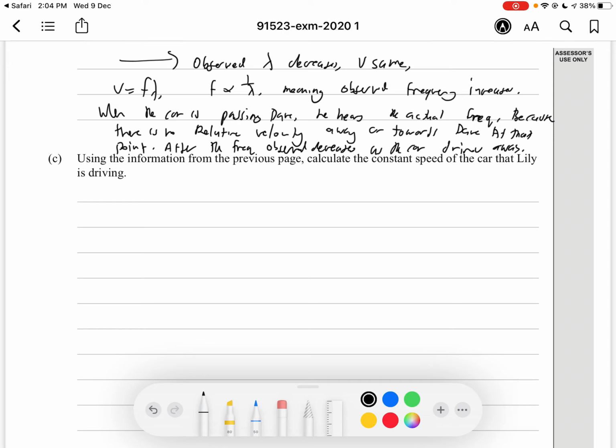So question C, using the information from the previous page, calculate the constant speed of the car that Lily is driving.